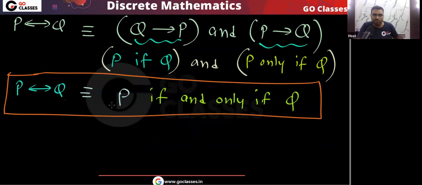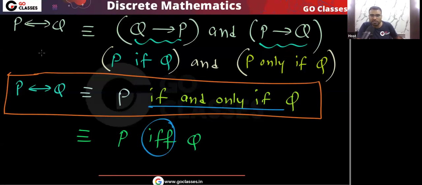So this is how you will read P if and only if Q. This biconditional, we will read like this: P if and only if Q. In short, you will write it like this: P IFF Q. What does this IFF mean? It means if and only if.